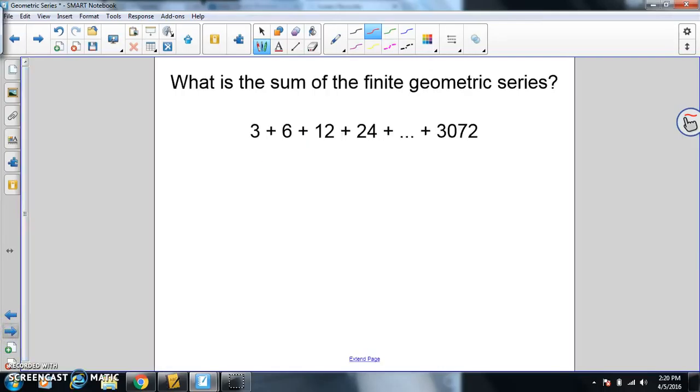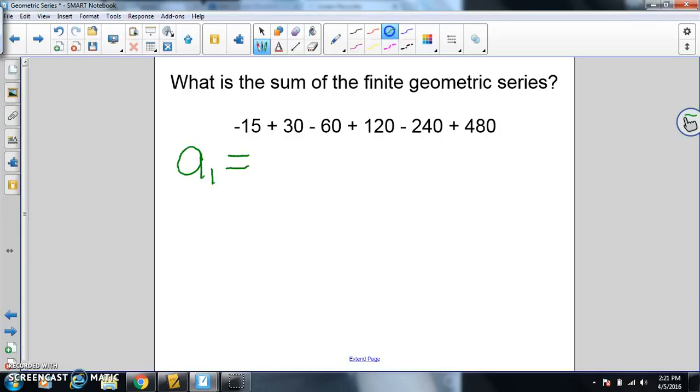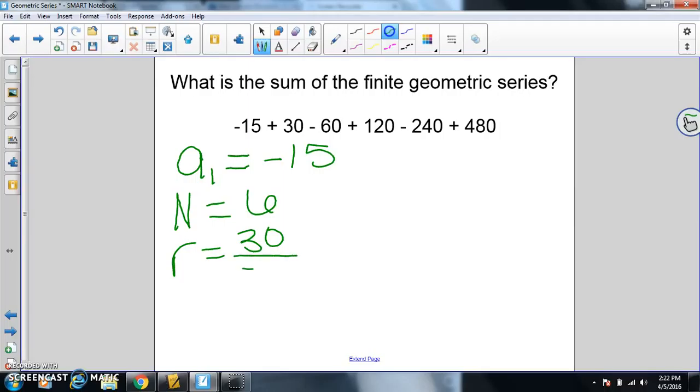Our first example is to find the sum of the geometric series. We should identify what information we need. So we need our first term, which is equal to negative 15. We need our number of terms, which is n. 1, 2, 3, 4, 5, 6 terms. And we need our common ratio. To get r, we take our second term and divide by our first term. So we have 30 divided by negative 15, which is equal to negative 2.